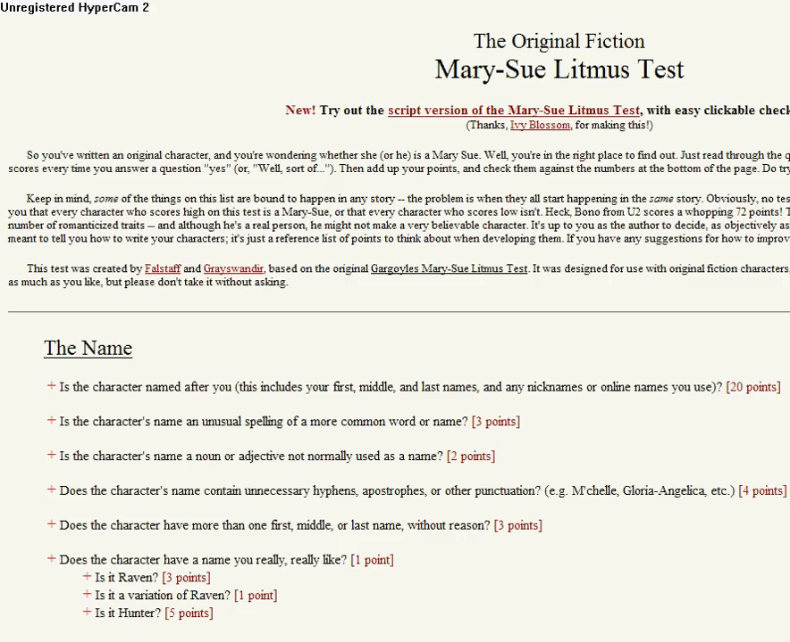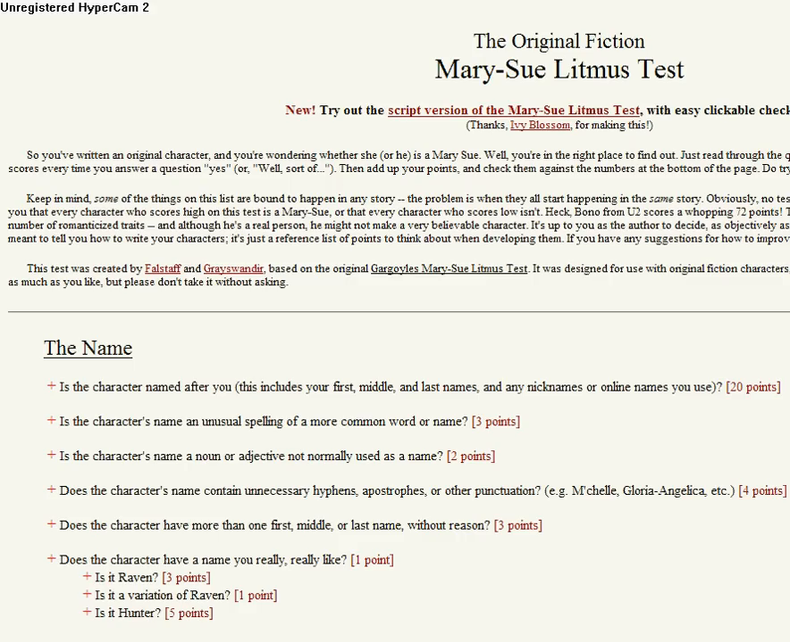Well, you're in the right place to find out. Just read through the questions below, taking down the number of points your character scores every time you answer a question, which is either yes or well, sort of. And then add up your points and check them against the number at the bottom of the page. Don't try to be honest. Do try to be honest, or it probably won't do you much good.